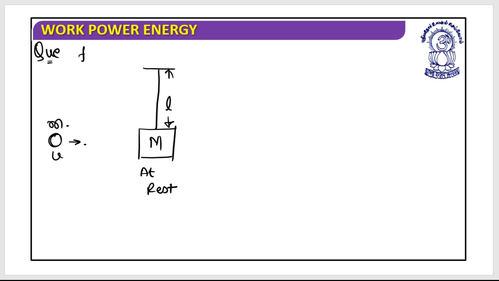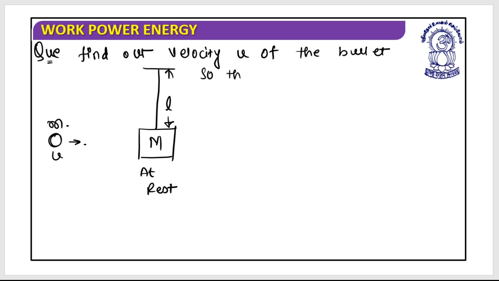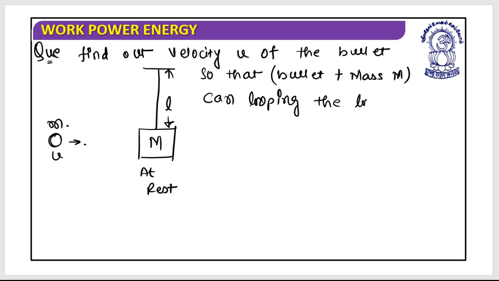So the question is, find out the velocity u of the bullet so that the bullet plus mass M can loop the loop in a circle of radius L.